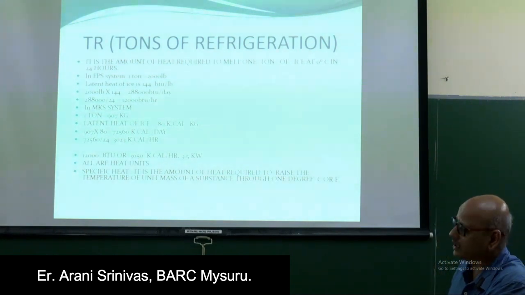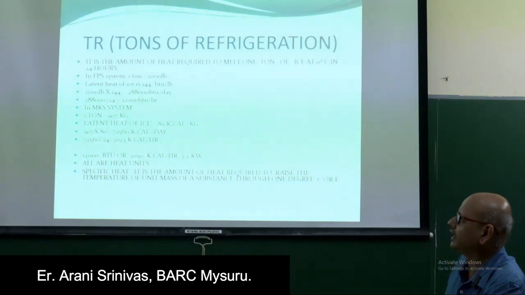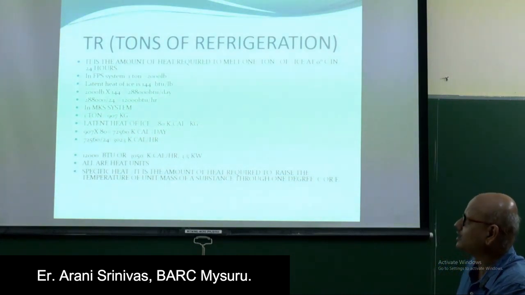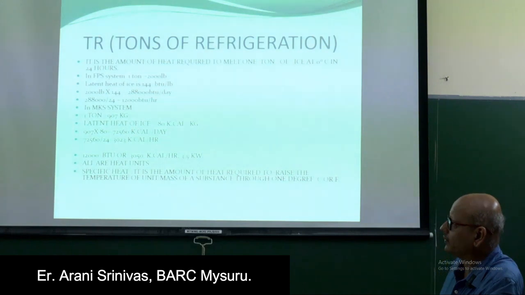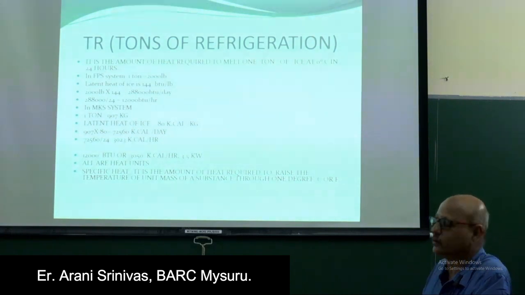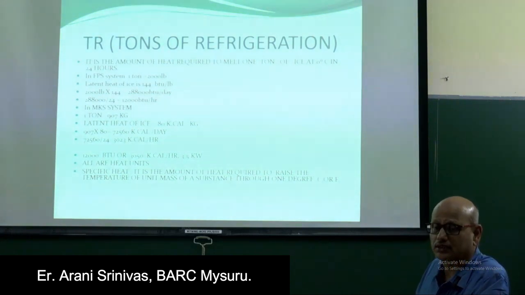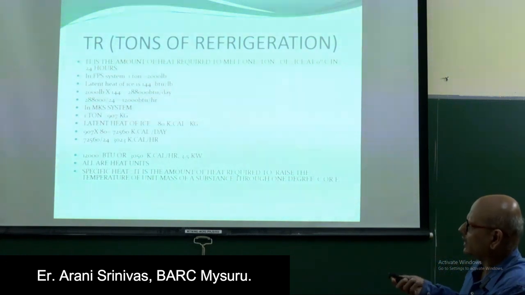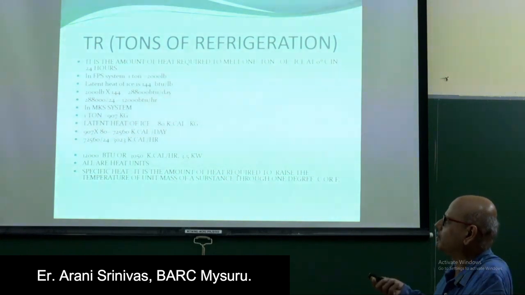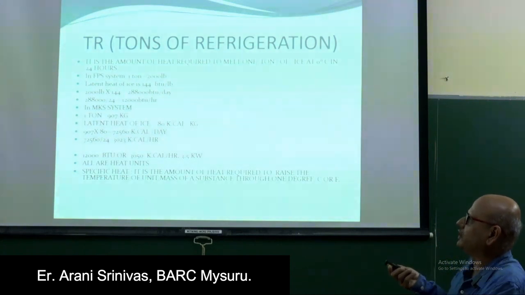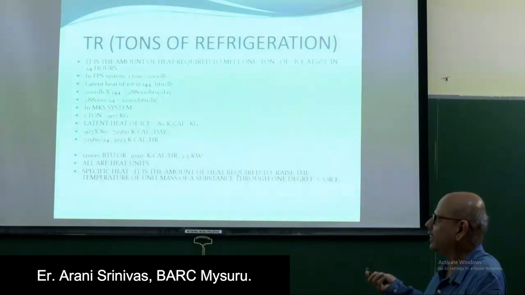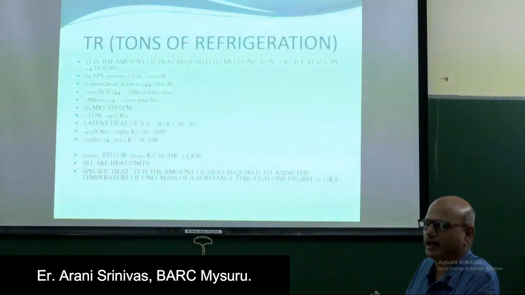In MKS system, again, 1 ton is 907 kg. Latent heat of ice is 80 kilocalories per kg. So 907 into 80 becomes 72,560 kilocalories per day, divided by 24, it gives 3023 kilocalories per hour. This is in MKS system. Now in SI system, it is nothing but 3.5 kilowatt. So 12,000 BTU or about 3000 kilocalories per hour, or 3.5 kilowatt, all are heat units.